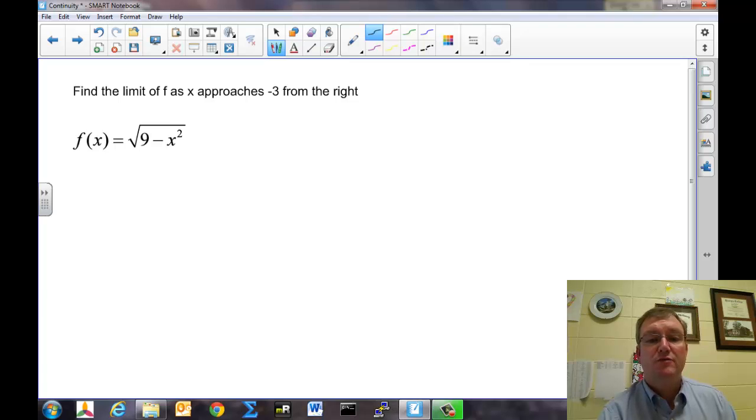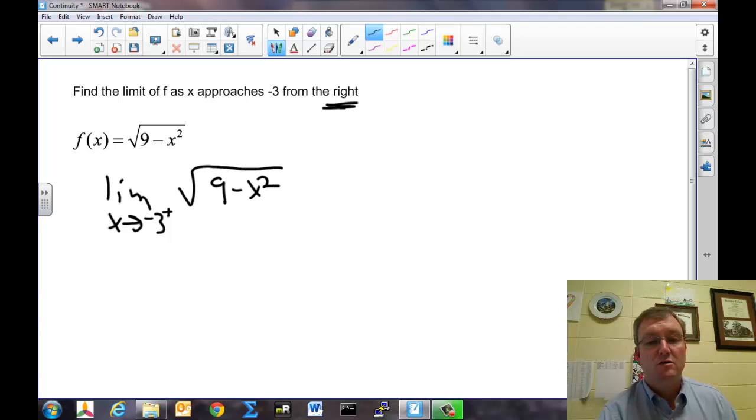Find the limit of f as x approaches -3 from the right. From the right. So let's talk about what it means to be from the right. Well, that means we're only looking at the limit as x approaches -3 from this side of the square root of 9 minus x squared.